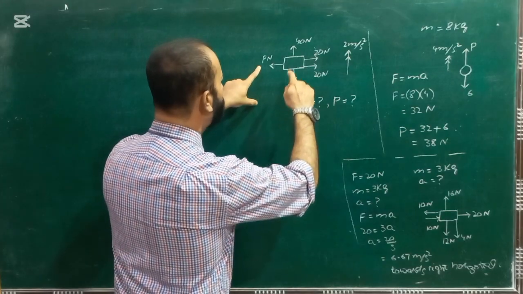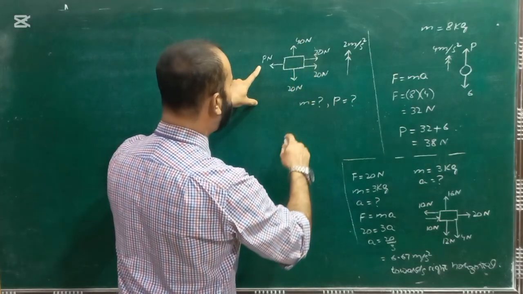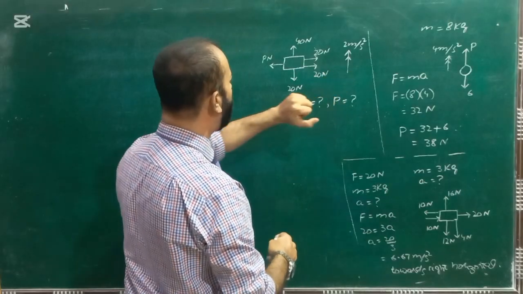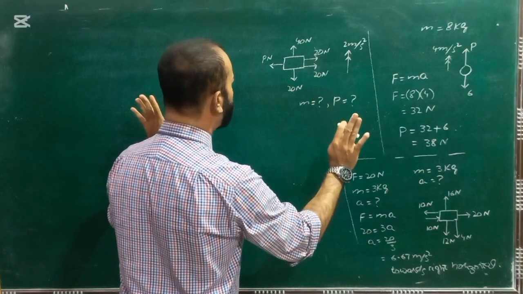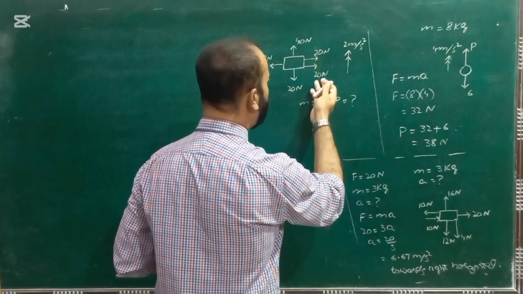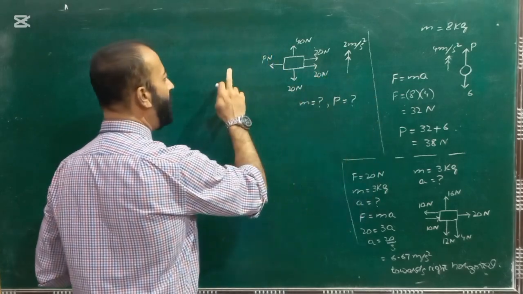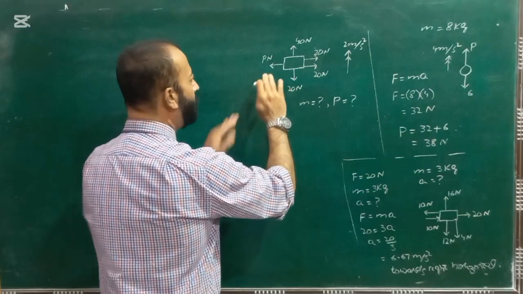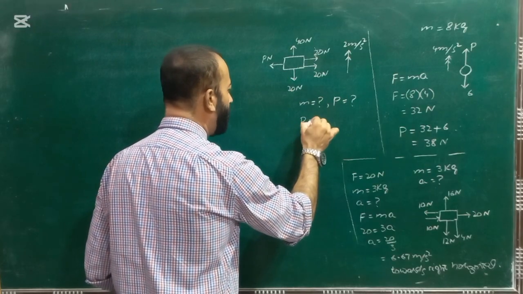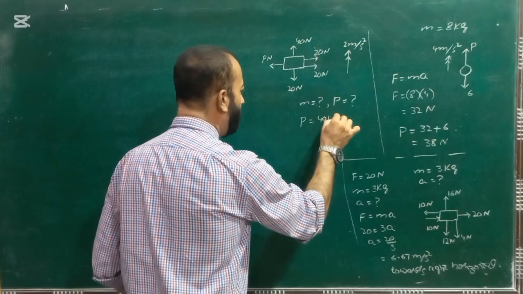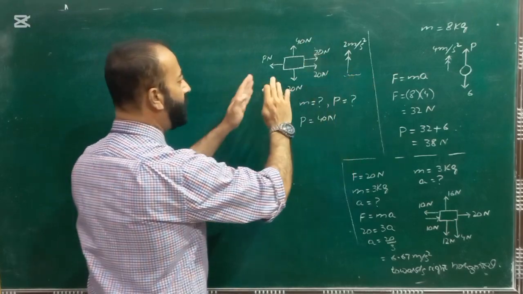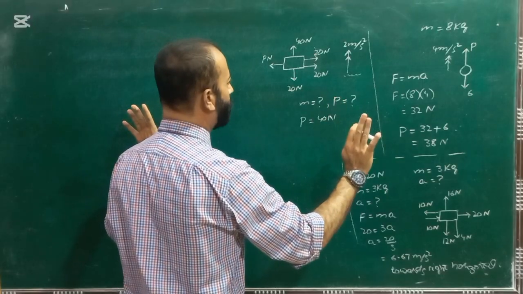So look now, because the acceleration is produced in the upward direction, it means horizontal forces will cancel out each other. So if towards right there is 40 Newton force in total acting, P will also be 40 Newton to cancel out horizontal effects. So P will be equal to 40 Newton because the acceleration produced is in the upward direction. So it means there will be no resultant force in the horizontal.